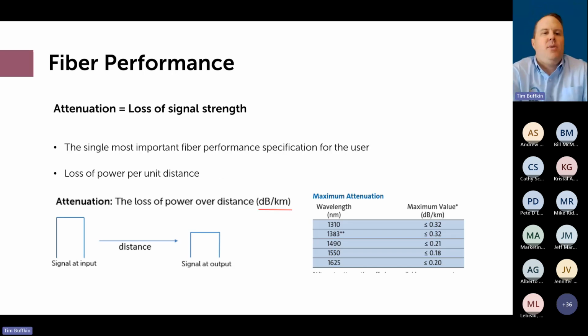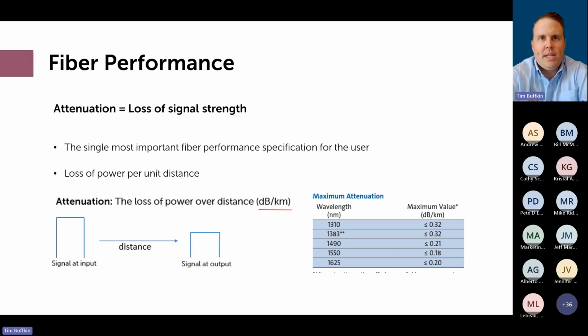So again, with attenuation, loss of signal strength, this is going to be the most important fiber performance specification for a user. If somebody is building a fiber network, whether it's fiber to the home or long haul, this is going to be the number one thing that gets looked at on a spec sheet: what is my loss of power over distance. And again, this is going to be found on a spec sheet.